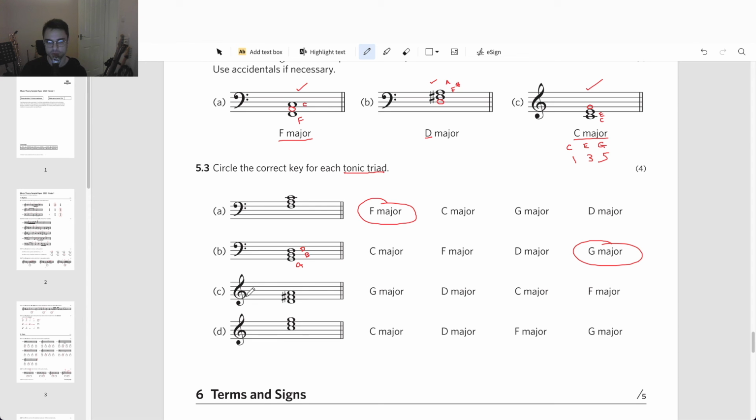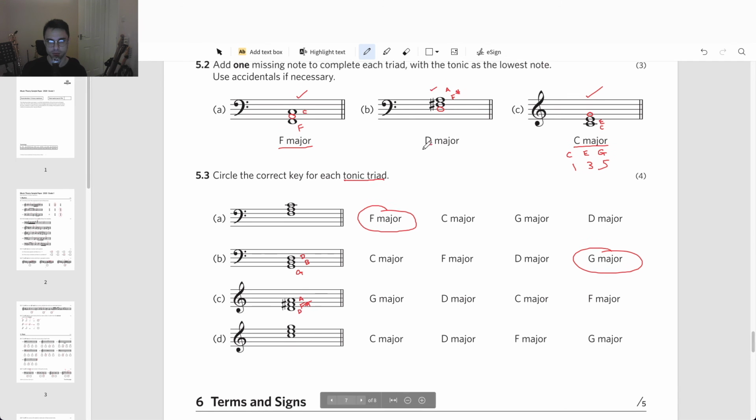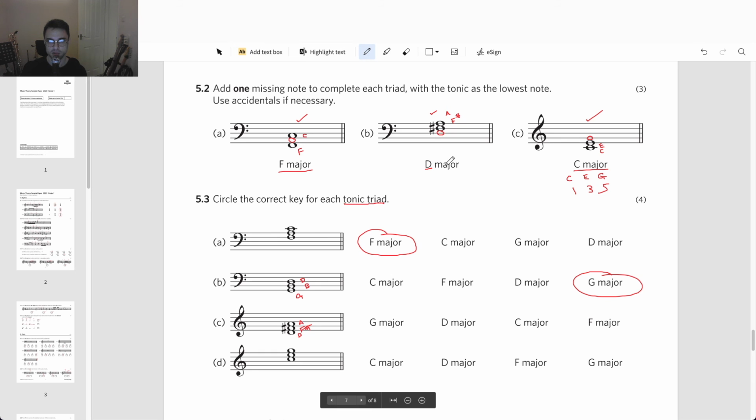All right, question C. Treble clef now. Our lowest note's D. Next note up is F sharp. Next note up is A. D, F sharp, A. Well, look at that. We've got it up here. D major, D, F sharp, A. So this is D major.